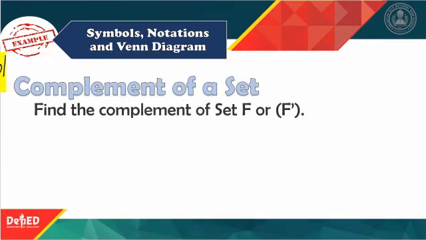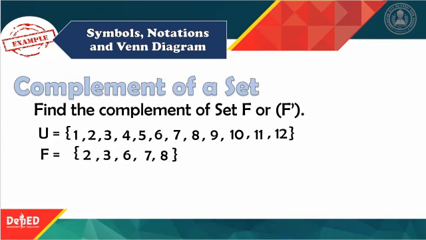Let's say, for example, find the complement of set F. We have a universal set with elements 1, 2, 3, 4, 5, 6, 7, 8, 9, 10, 11, and 12. We also have set F with elements 2, 3, 6, 7, and 8. In order for us to find out elements that are not included in set F but are included in the universal set, we have to cross out the common elements of both sets. Since the element 2 is common to both the universal set and set F, we have to cross it out. Same goes with 3, 6, 7, and 8.